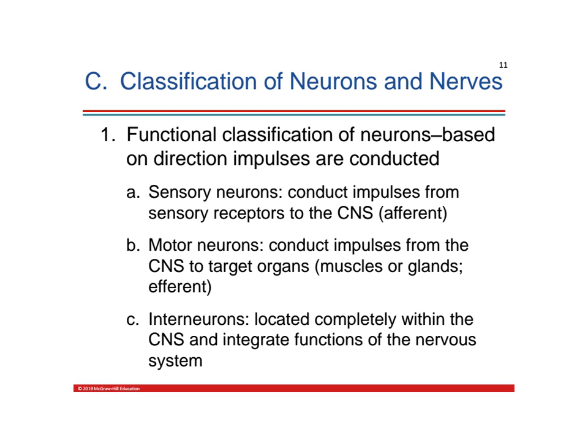So we've already talked about some of these things. There's a functional classification of neurons based on the direction of impulses. Sensory neurons conduct impulses from the sensory receptors to the CNS, so they're considered afferent neurons. Motor neurons conduct impulses from the CNS to target organs, which could be muscles or glands, and these are considered to be efferent neurons. And then, as I said, interneurons are the vast majority of neurons in your body, and these are located completely within the CNS, and they integrate functions of the nervous system.